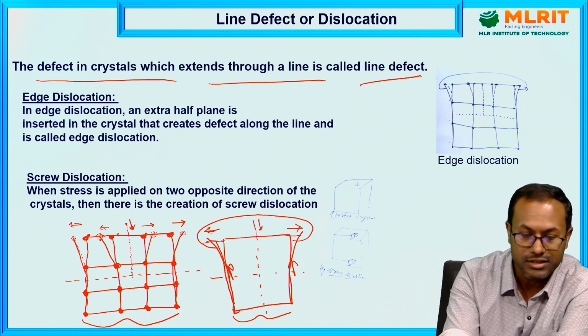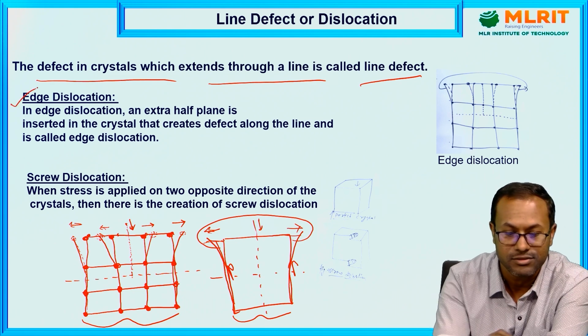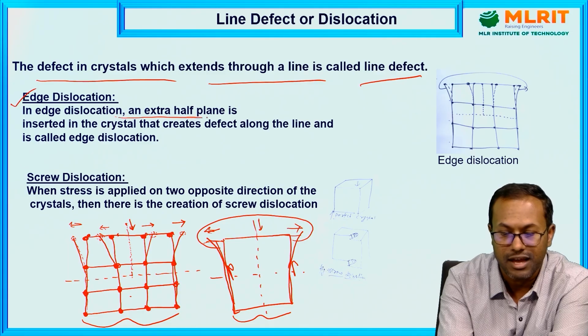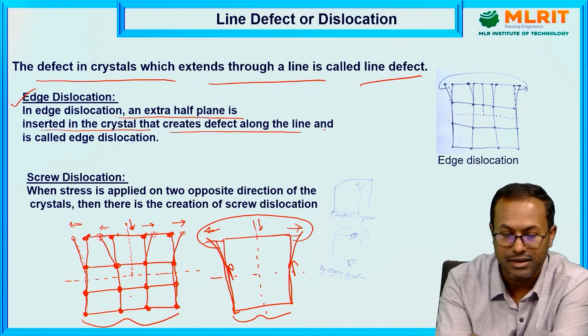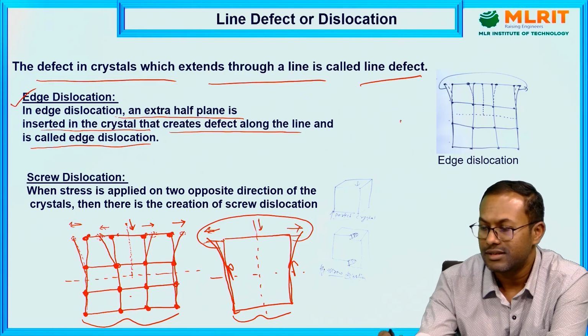Now another dislocation is there. We already discussed what is edge dislocation. In edge dislocation, an extra half line is inserted in the crystal that creates a defect along the line, and it is called edge dislocation. This is the diagram I already discussed.